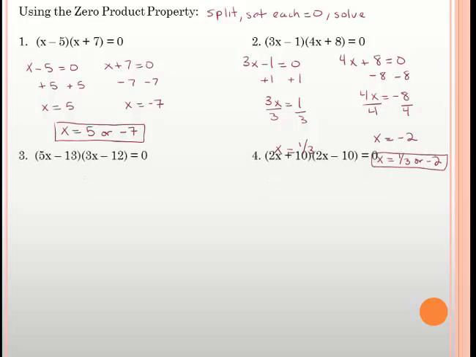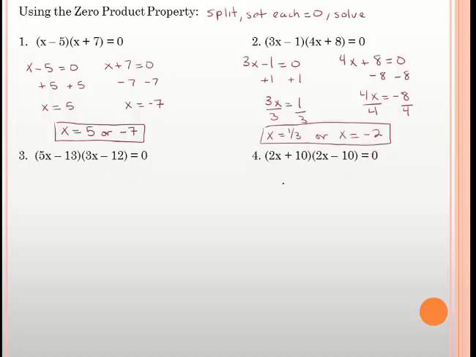Here are 2 more examples, and I ran into them, so hold on 1 second and I will fix them.